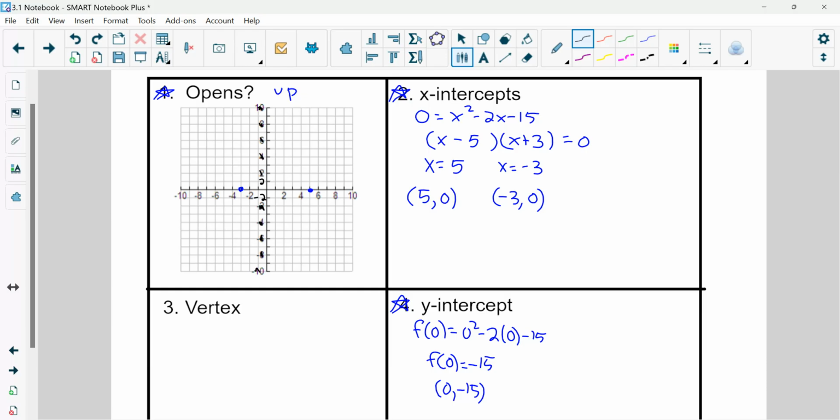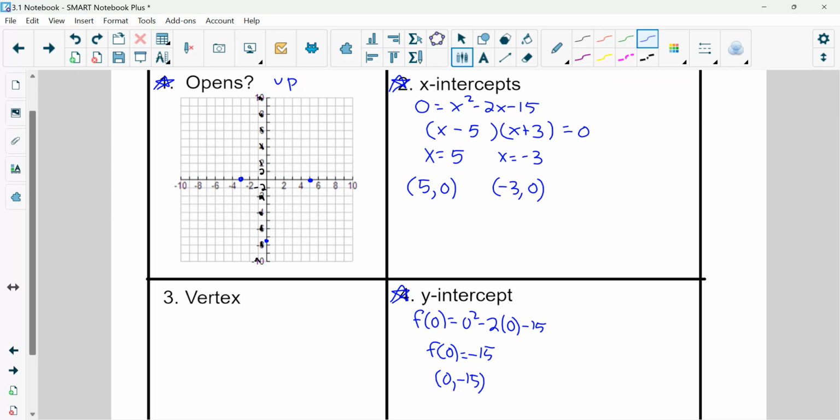And so (0, -15) would be 2, 4, 6, 8, 10, 12, 14, 15. So right there. All right, so we have those intercepts plotted. Now we want to find our vertex. Do whatever way you like better. If you like doing the -b/2a, do it that way. Okay, just check my answer. I'm going to do the average of the x-intercepts.